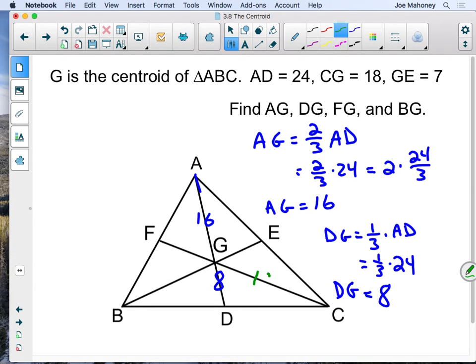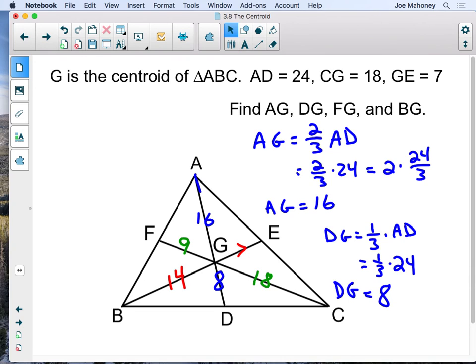CG is 18. Well, we know that that distance from C to G is twice as big as from F to G. So 18 is twice as big as 9. So GF is 9. And our last one, if we know GE has a length of 7, BG is twice as big as that. So BG is 14. So that's some work with the centroid. That little relationship, that's a fun one. I like it.